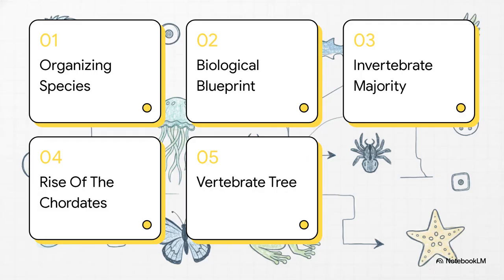Here's our roadmap for today. We'll start with organizing 1 million species, look at the biological blueprint, explore the invertebrate majority, examine the rise of the chordates, and finally, trace the vertebrate family tree.